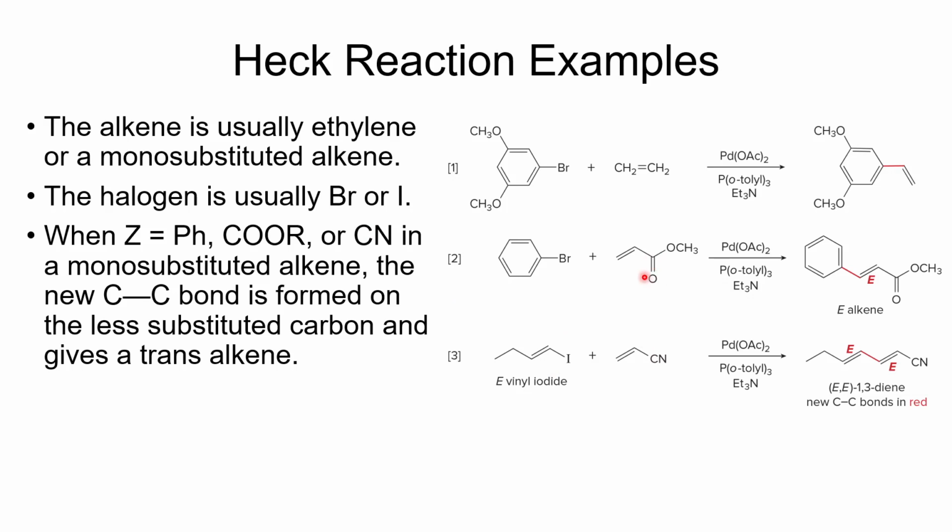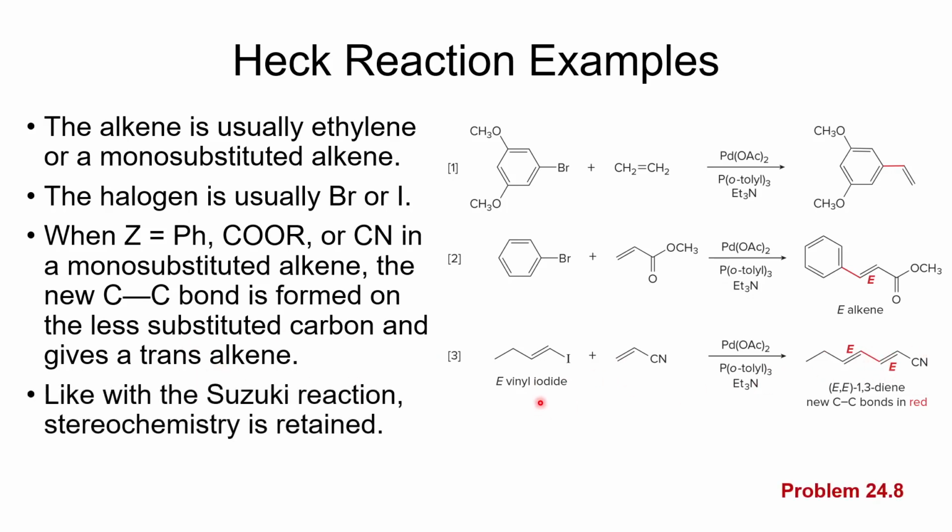This one's methyl acrylate, and then here we've got this vinyl nitrile group. And so we can do a coupling reaction between this and this, and we'll get a new bond there. And you'll notice that we always get the trans alkene. So we're always going to get the E stereochemistry. And any stereochemistry we have with our vinyl halide is going to be retained. So we get E stereochemistry there as well.